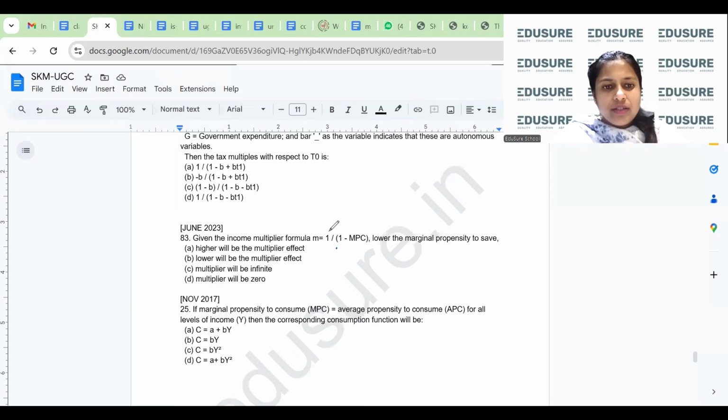All right. Given the income multiplier M is equal to 1 by 1 minus MPC, the lower the marginal propensity to save, the higher will be the multiplier effect. Multiplier will be infinite, or multiplier will be 0. So lower MPS means higher MPC, and the higher the MPC, the higher is the multiplier effect. So June 2023 would be A.